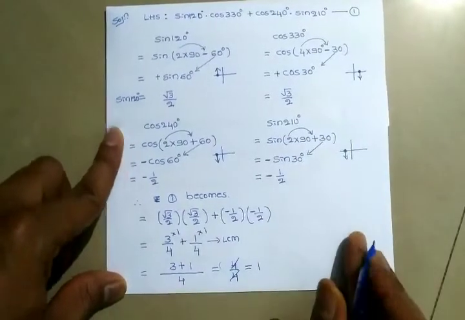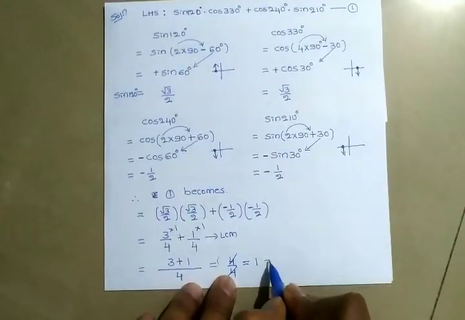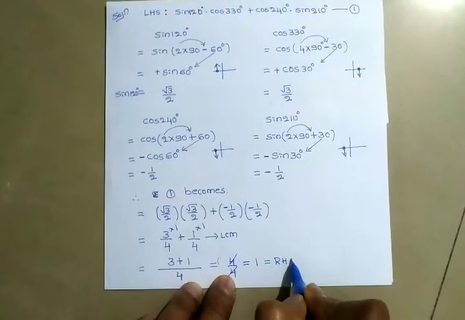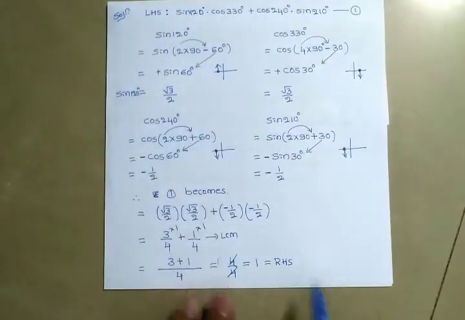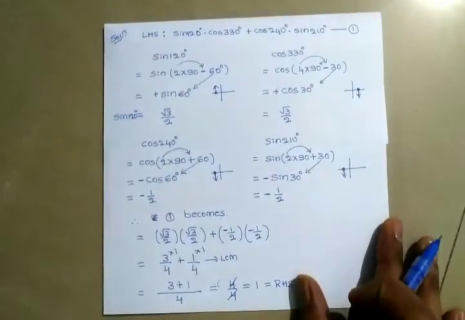Cancel these two. Finally how much you are getting? 1. So which is equals to what here? RHS. Therefore left hand side is equals to what? Right hand side.